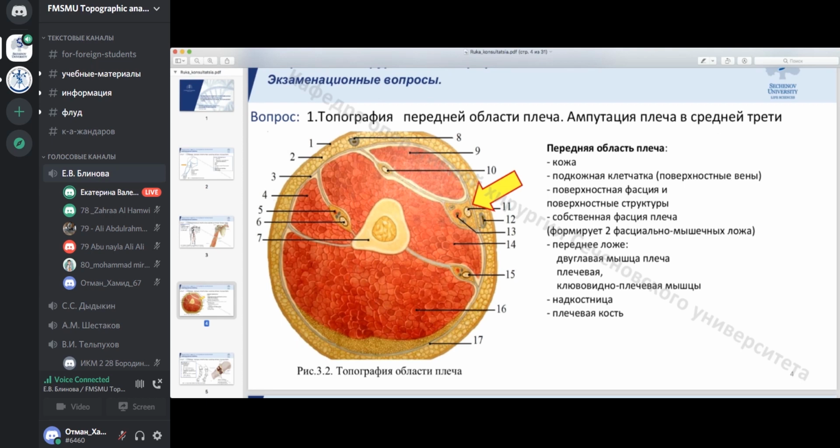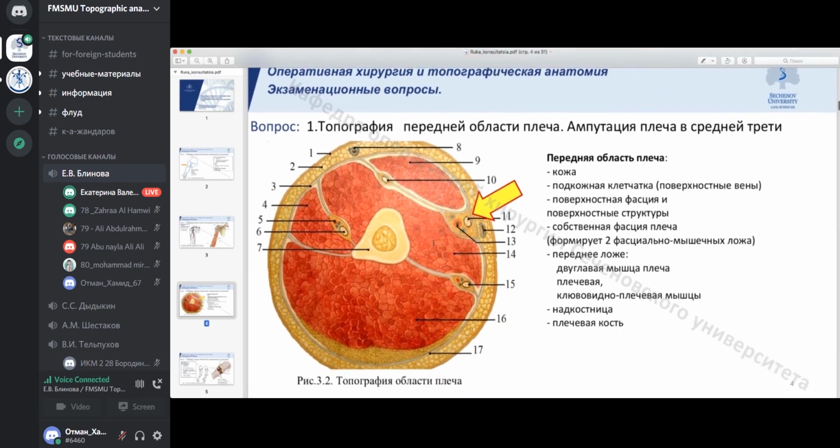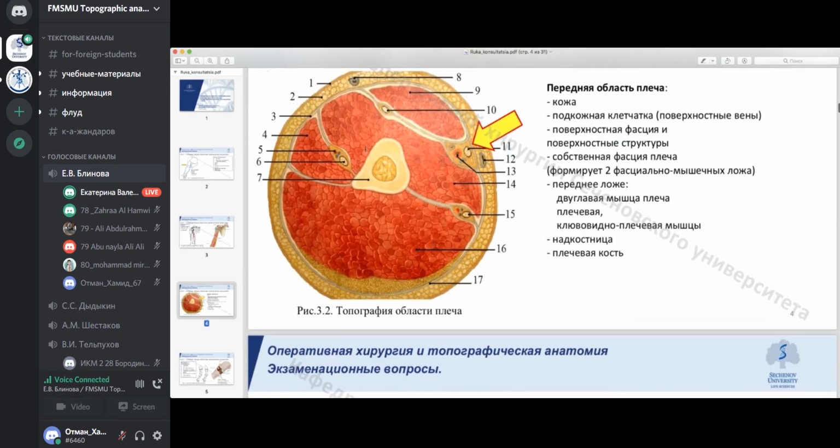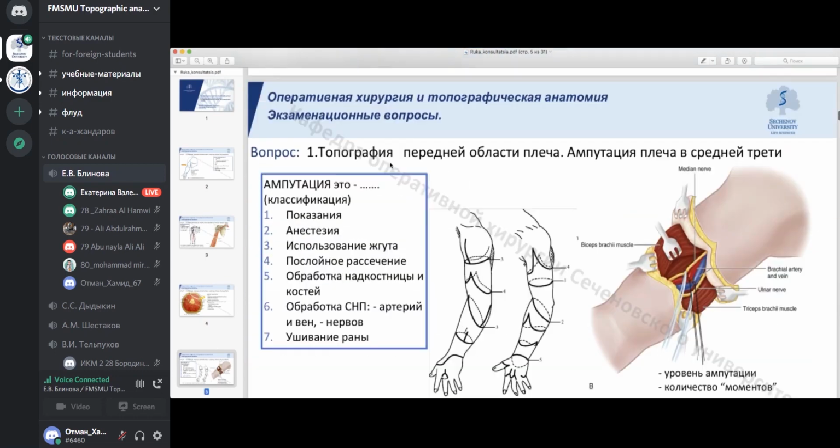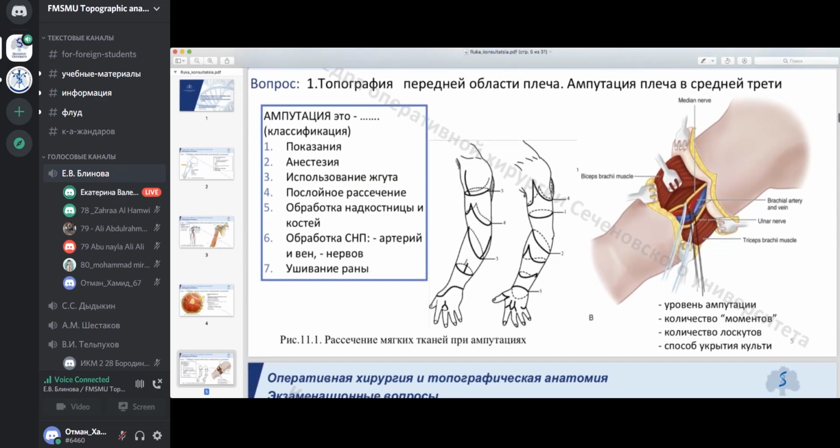Here you can see the neurovascular bundles. This is the medial bundle, this is the lateral bundle. The medial bundle contains the brachial artery and the median nerve. After that, it's the bone: the periosteum, and the bone. The second question, amputation of the arm.